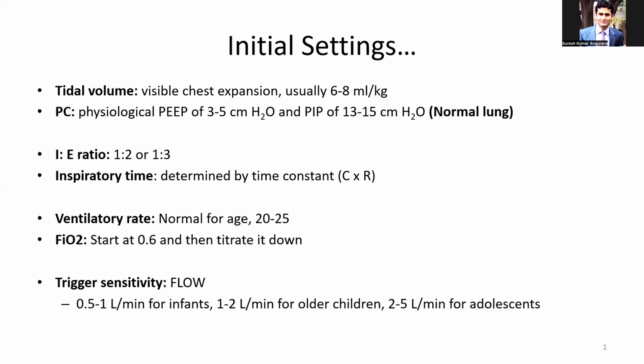So for initial settings, these are the few parameters which we set on the ventilator. If we are using volume control mode of ventilation, then we should use a tidal volume of 6 to 8 ml per kg to have adequate chest expansion. If we are using pressure control mode of ventilation, then we need to set PIP as well as PEEP. The normal PIP is 13 to 15 centimeter of water, and PEEP is 3 to 5 centimeter of water. I:E ratio normal is 1:2 to 1:3, and inspiratory time should be determined by the time constant, which is the product of compliance and resistance.